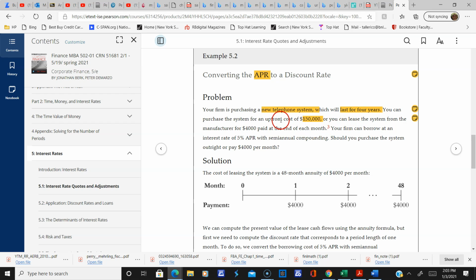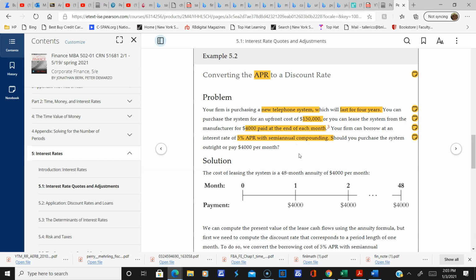Or you can lease the system from the manufacturer. So here's your other option. Leasing it for $4,000 paid at the end of each month. So you can either part with $150,000 right up front or lease this at the end of each month. Your firm can borrow at an interest rate of 5%. Now this is an APR, and it's got semi-annual compounding, which means that whatever's left, they're going to compound it every 6 months. Should you purchase the system outright or pay $4,000 a month?